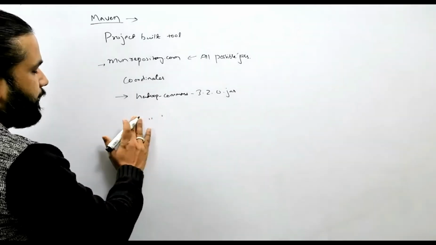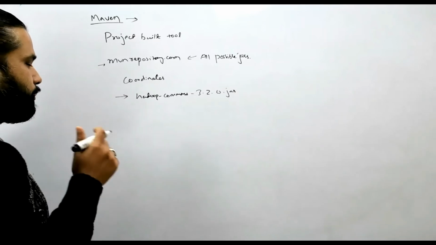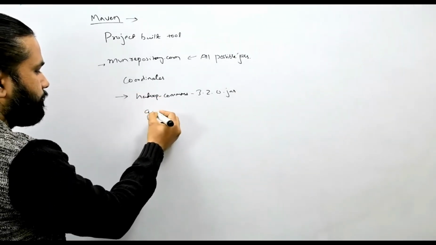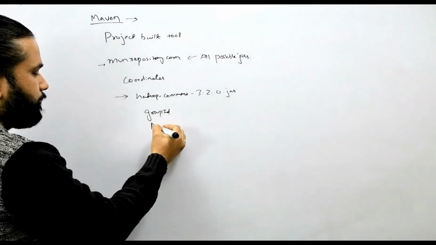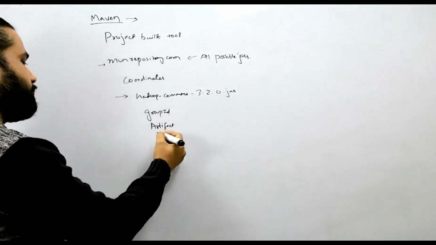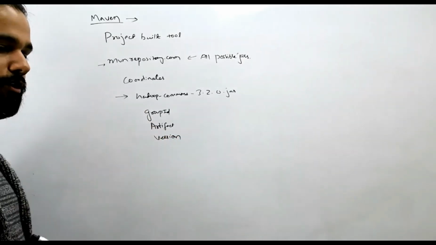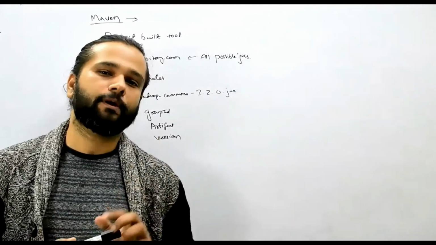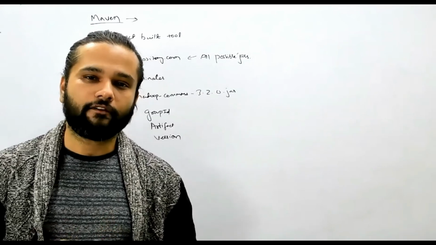To identify a particular jar in terms of Maven, you have coordinates like group ID, then artifact ID, and then version. So these are basically the three properties which can be used to uniquely identify one particular artifact, one particular jar file.